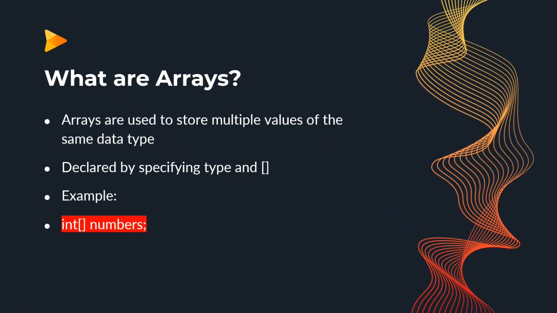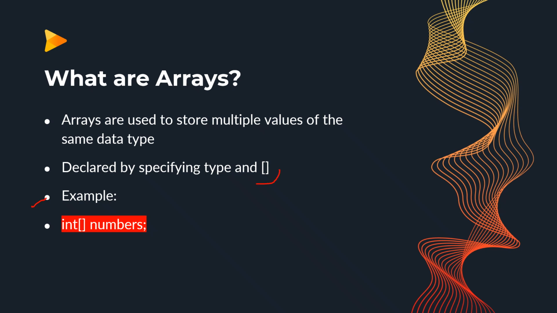So what are arrays? Arrays are a collection of similar type of data. We have already covered what a data type is. A data type is a type of data, and arrays are used to store multiple values of similar type of data. We can create or declare an array by using square brackets.